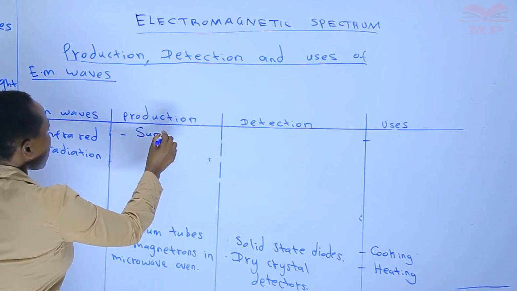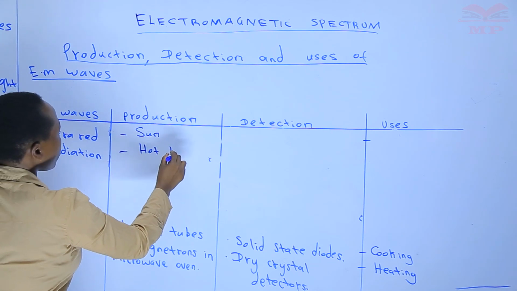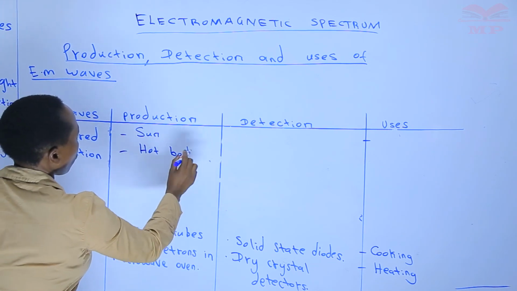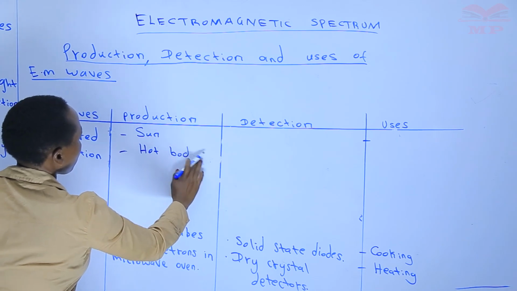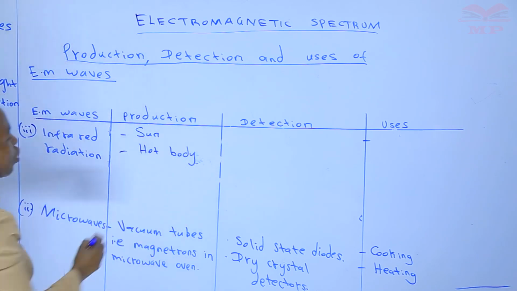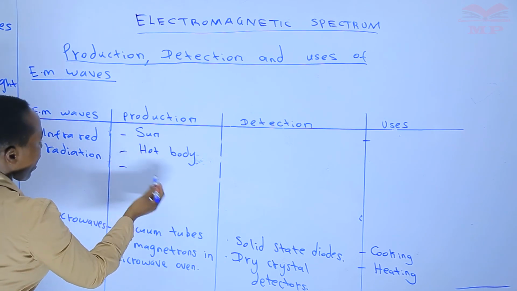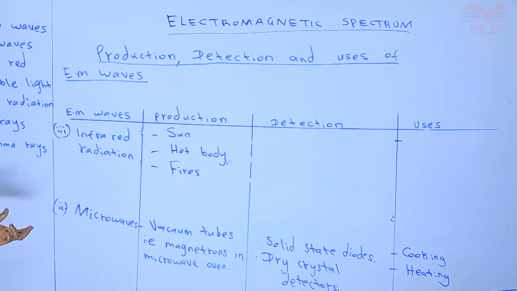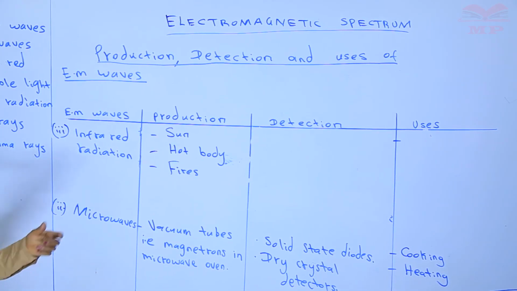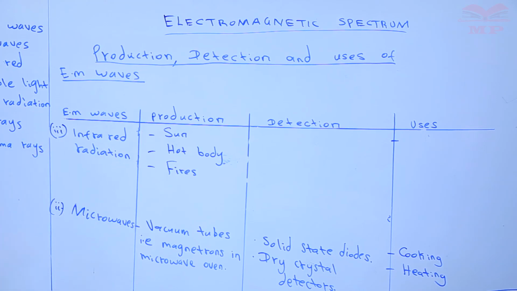With the infrared radiation, they are produced, one of the sources is the sun. Then we also have the hot objects or the hot body. Any hot body can produce the infrared radiation. And we can also have the fires. Fires also is an example of a hot body. That's how the infrared radiation is produced.